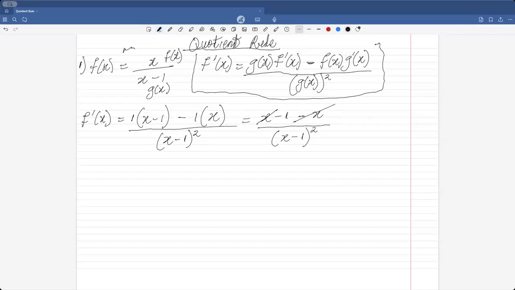x cancels x, so we are left with negative 1 over, open parenthesis, x minus 1 all to the power of 2. And this is our final answer for this question. So let's take another question.